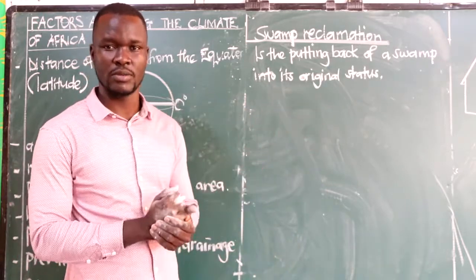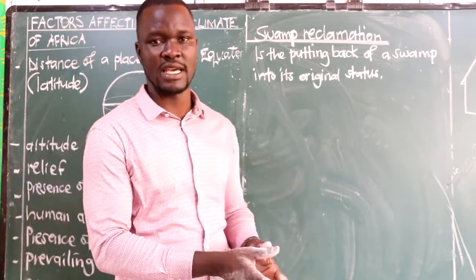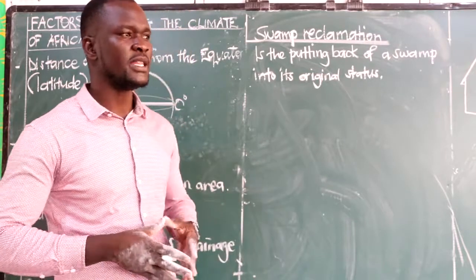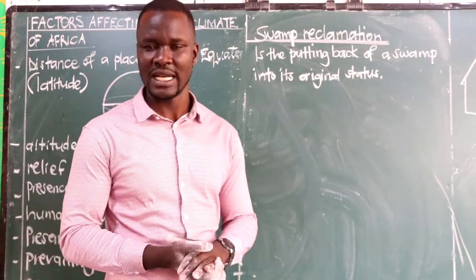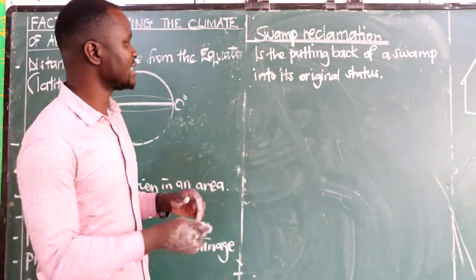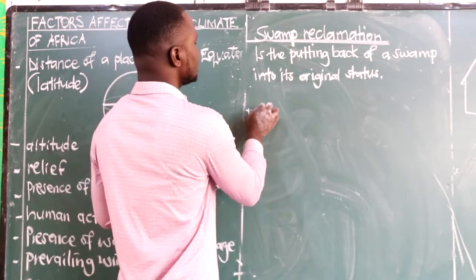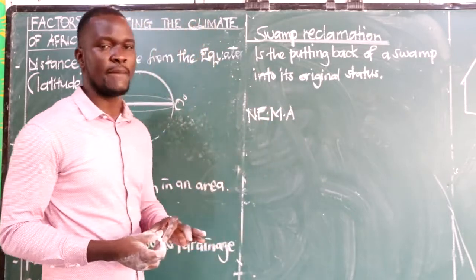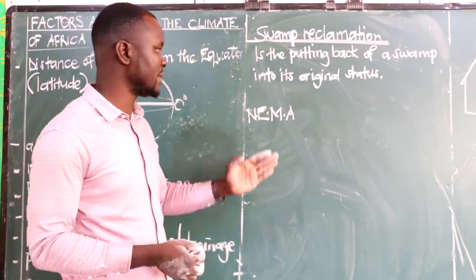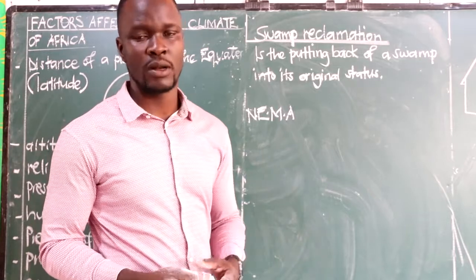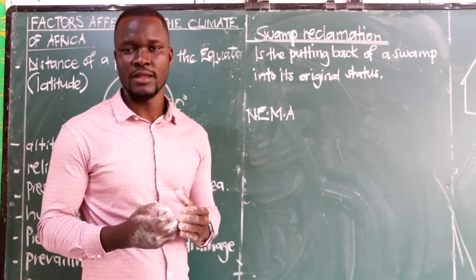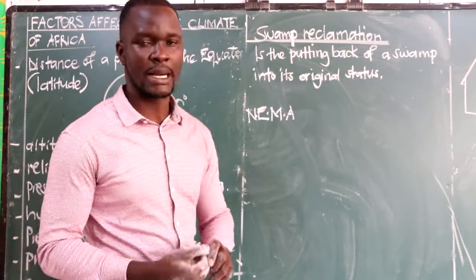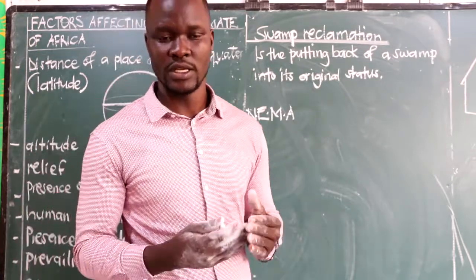maybe areas to grow their crops. Maybe they can build their houses there for settlement. Maybe they can put a road to pass by. Maybe they build factories in those wetlands. So, as a result, we have the national body in Uganda that we call the National Environment Management Authority, that is NEMA, that is responsible for the protection of these wetlands. So what happens is, NEMA people always come to rescue these swamps.